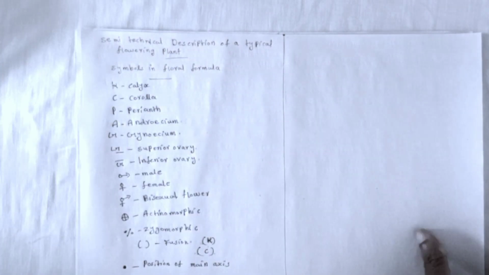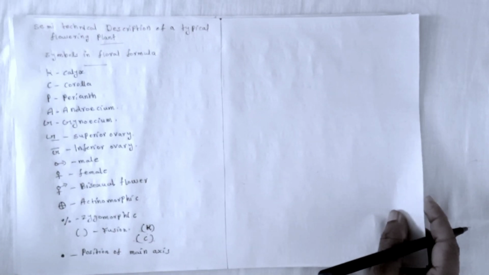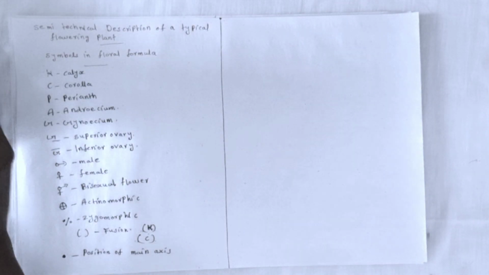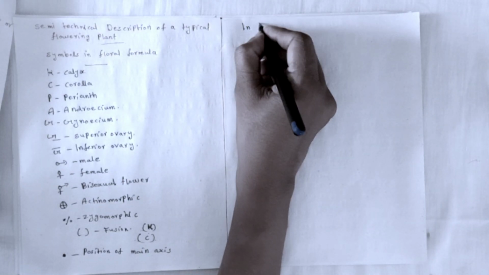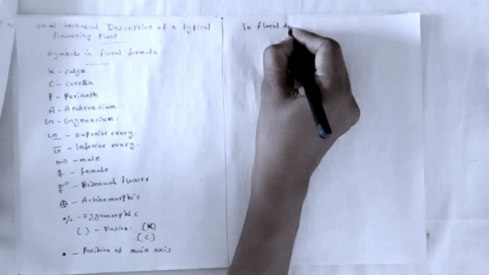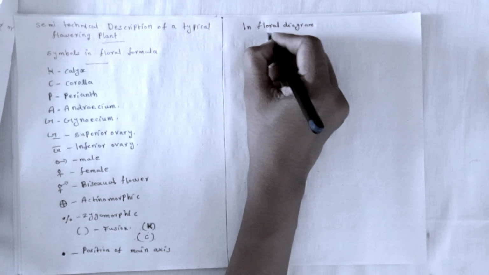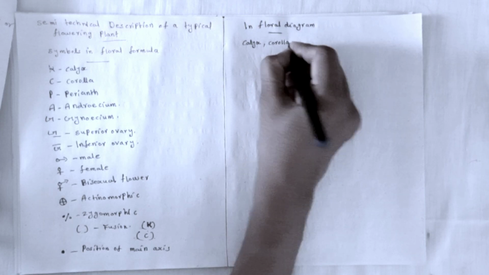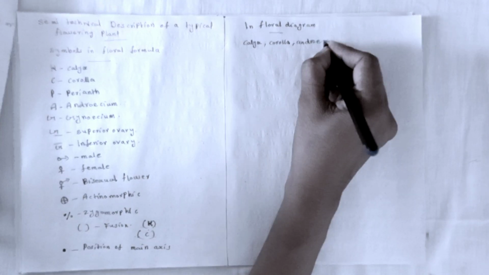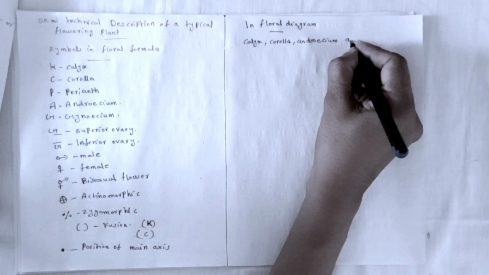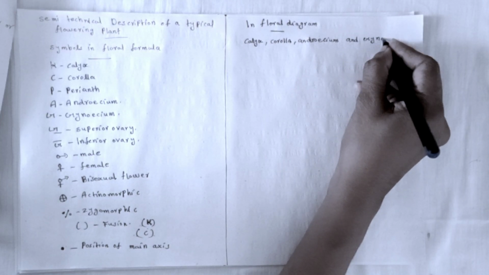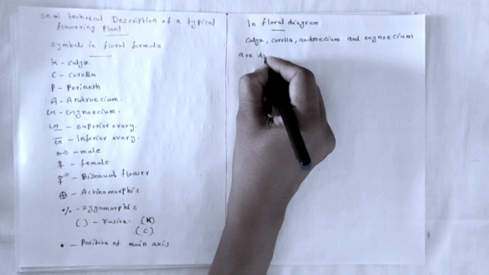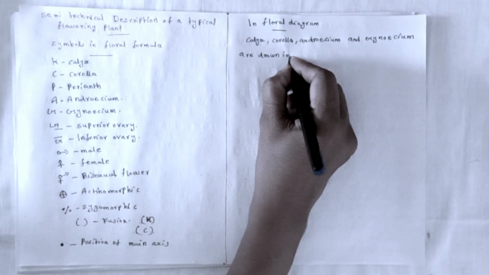Then the floral diagram. What is the importance of the floral diagram? In a floral diagram, calyx, corolla, androecium and gynoecium are drawn in successive whorls.